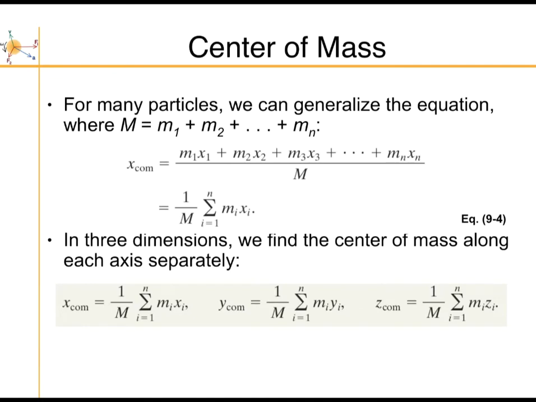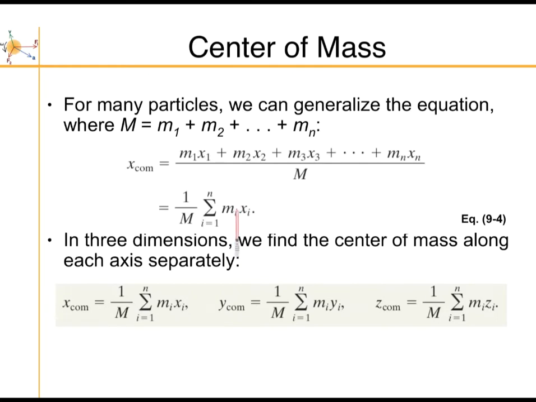If there's more particles, we can generalize this equation to where we have n particles. So if I have n particles, m1, m2, all the way to m sub little n, then I can find the center of mass for the whole thing. And we're going to call capital M the sum of the mass of all these particles, and then the center of mass is just going to be the product of mass times position for all of them divided by the total mass. Or another way to write it is 1 over M times the sum from i equals 1 to n of m sub i, x sub i.